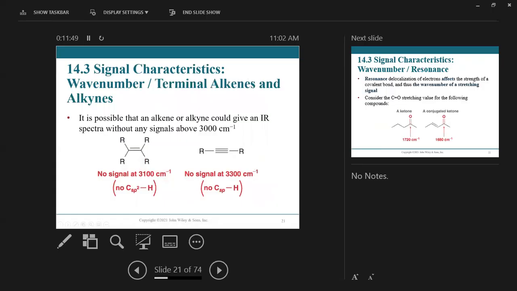So it is possible that an alkene or alkyne could give an IR spectrum without any signals above 3,000. So there's no signal here at 3,100 and no signal at 3,300. And that's because there's no carbon-hydrogen bond.